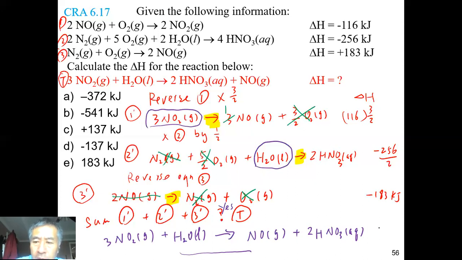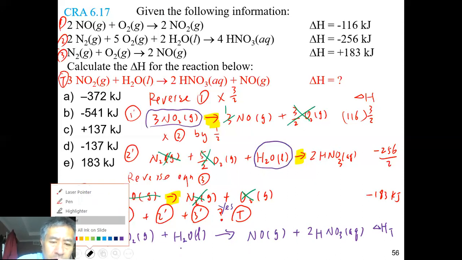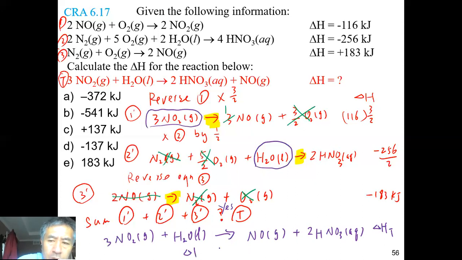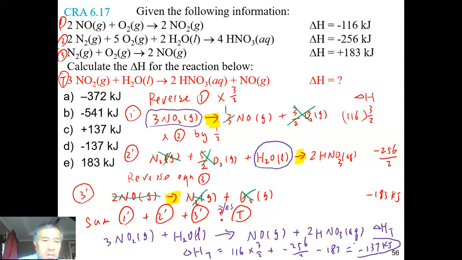So then your delta HT equals this three number addition. Again, I will use this one and we'll begin the addition. We'll write delta HT equals 116 times 3 over 2, then plus negative 256 over 2, then minus 183. So that's what gives us the result for this 17. And what we get is negative 137 units in kilojoules. And that's the answer D.